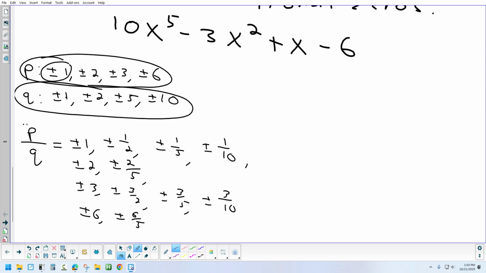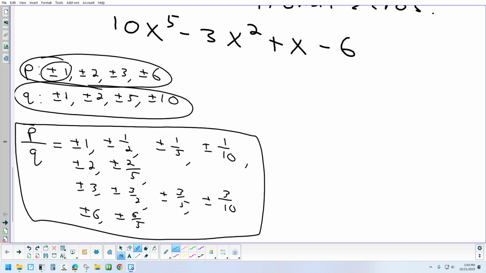Okay. So this is what we call our list of possible rational roots. And again, this is still an if. If this is going to cross the x-axis at a spot that's a fraction, it has to be one of these numbers. It cannot be anything else. If it crosses at a nice number that you can write as a fraction.